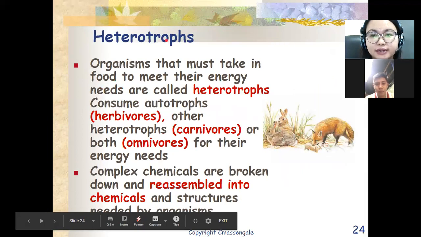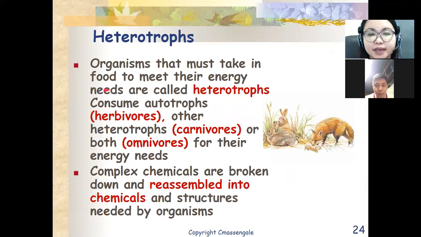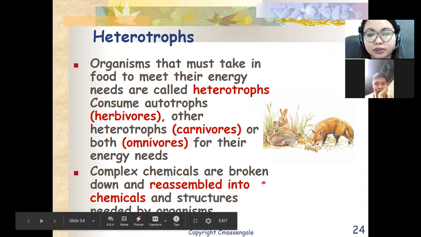Another one is heterotrophs, the organisms that must take in food to meet their energy needs, and we are heterotrophs. They are classified as herbivores if we consume autotrophs, or the plants, or carnivores if we consume meat, or omnivores if we consume both plants and animals for energy needs. So complex chemicals are also broken down and reassembled into chemicals and structures needed by organisms.